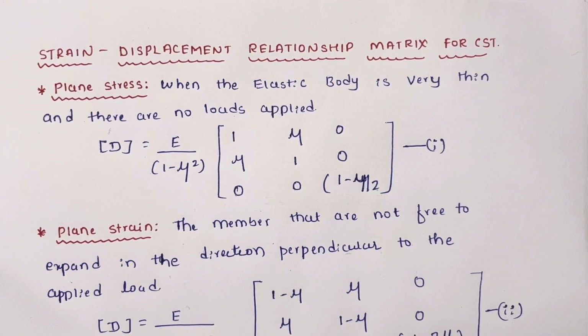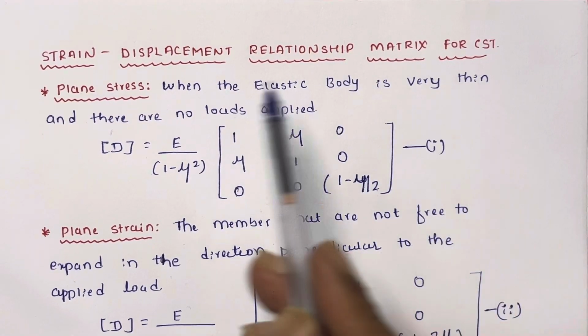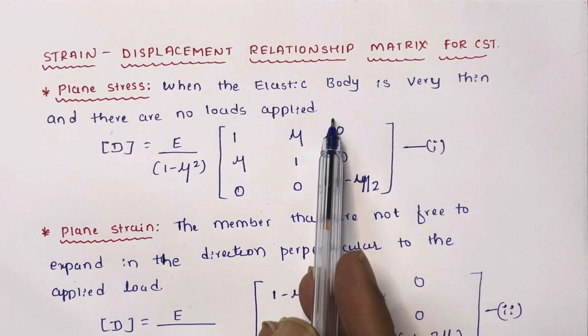Hi students, in this video we are going to discuss the strain displacement relationship matrix for CST. CST means constant strain triangle. Before going to that derivation, we have to understand what is plane stress and what is plane strain. Plane stress means when the elastic body is very thin and there are no loads applied.